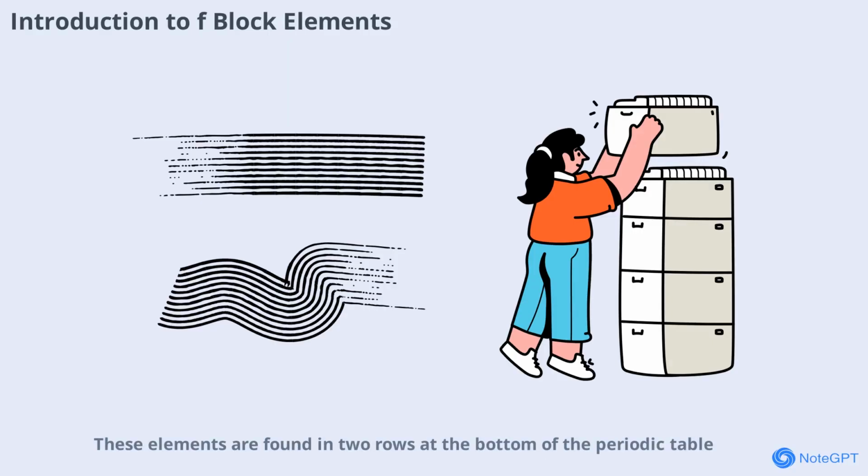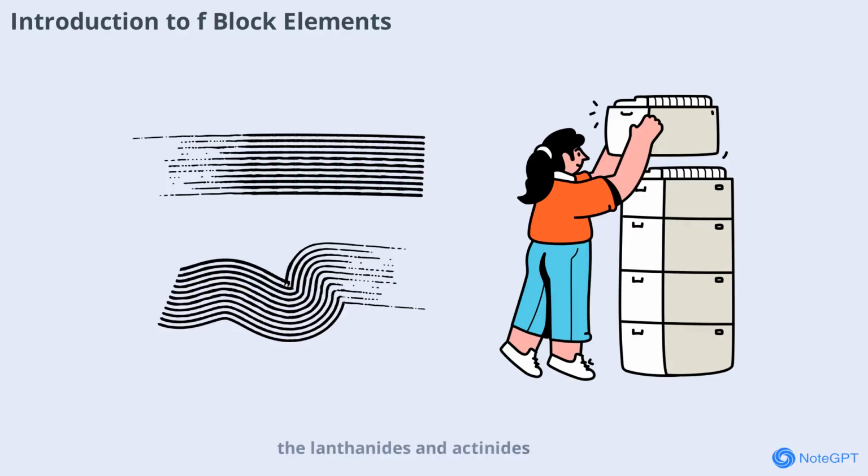These elements are found in two rows at the bottom of the periodic table, the lanthanides and actinides. The F-block elements are characterized by the filling of their f orbitals, which gives them unique chemical and physical properties. Let's explore what makes these elements so intriguing and important.